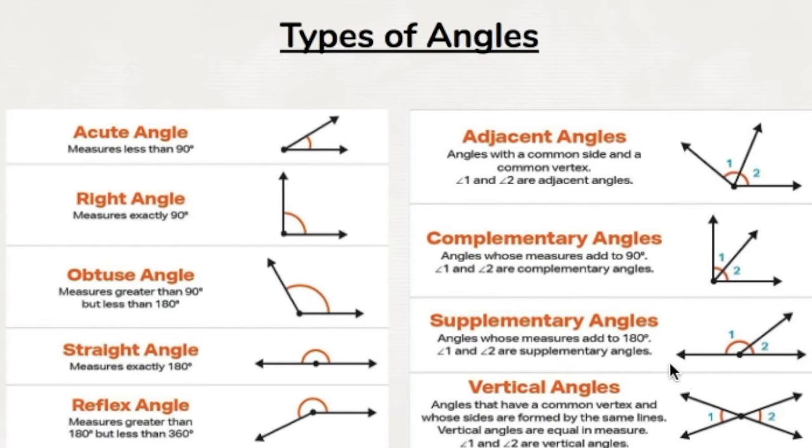And vertical angles, when there's two lines that cross, the two angles that are diagonal from each other are called vertical angles. They have the same degree and they are the same measurement.